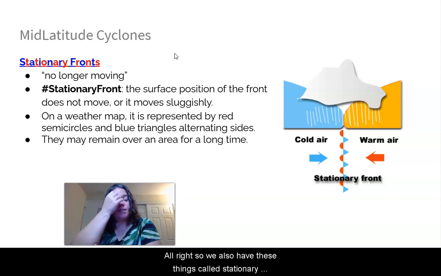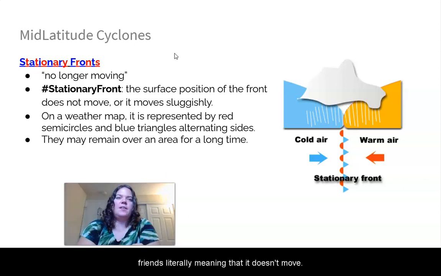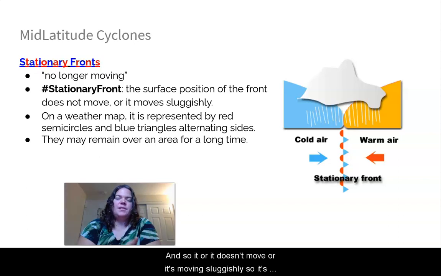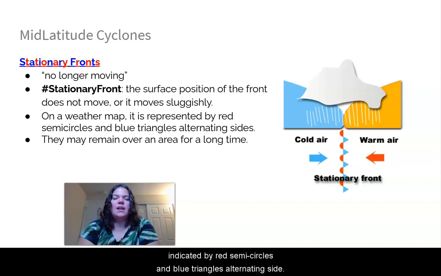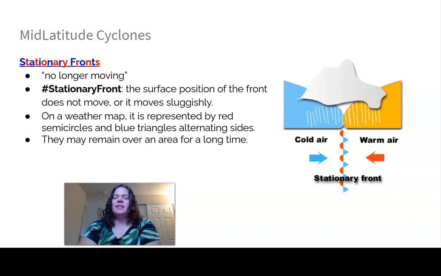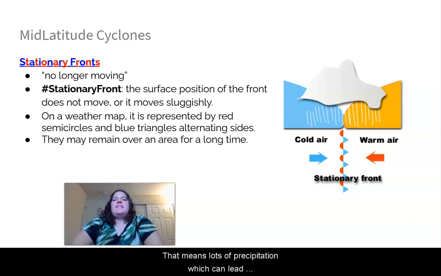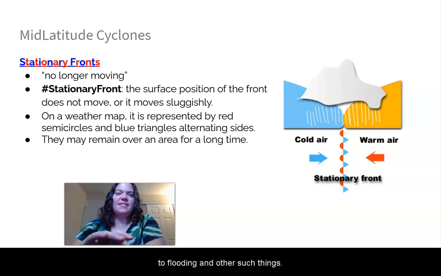All right, so we also have these things called stationary fronts, literally meaning that it doesn't move, or it's moving sluggishly. So it's indicated by red semicircles and blue triangles alternating sides, and they may remain over an area for a long period of time. Yikes. So that means lots of precipitation, which can lead to flooding and other such things.